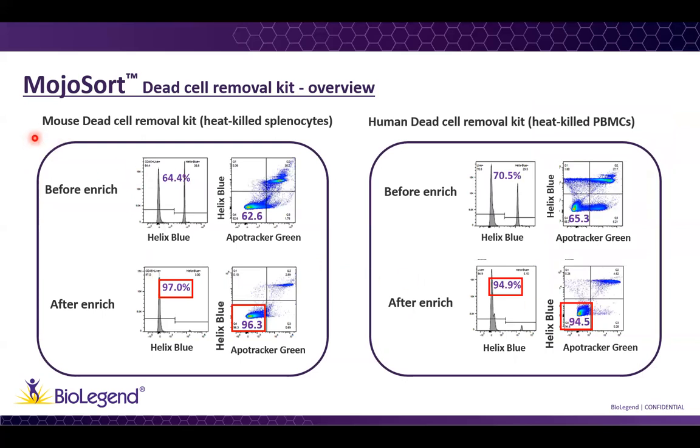So, what's the performance of this kit? Here we have representative data from both mouse and human dead cell removal kits. We use Helix Blue and ApoTracker Green to show the dead cells in both mouse and human samples. For mouse, we use heat-killed splenocytes, and for testing the human kit, we use heat-killed PBMCs. You can see that viability started in both cases around 65%. And after pulling out dead cells using the MojoSort dead cell removal kit, live cells were enriched and viability was increased to around 95%. And all this was done in standard cell separation buffer.